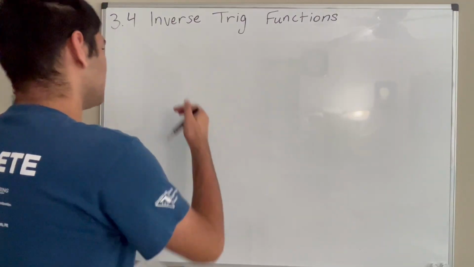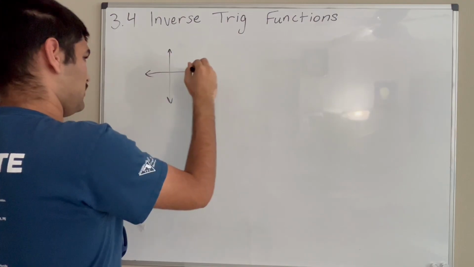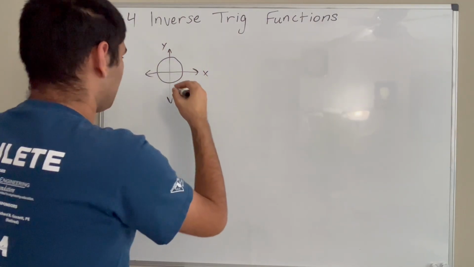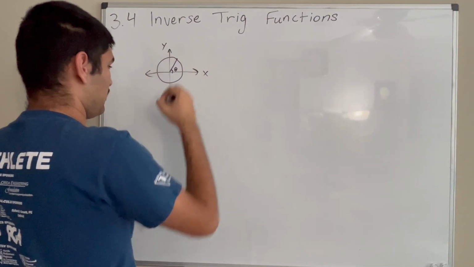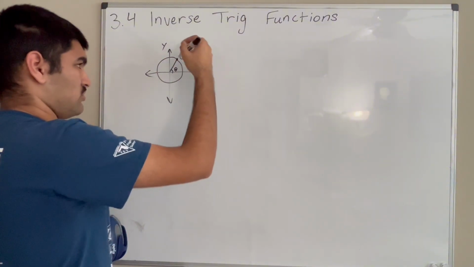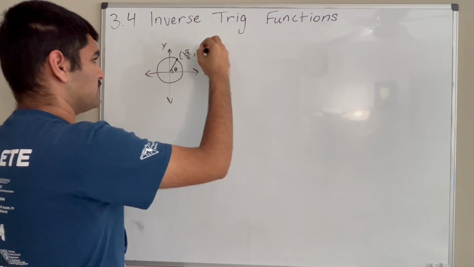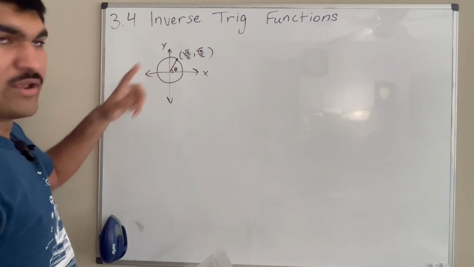Okay, so to begin with, let's start with the unit circle. Suppose you had the unit circle like that, and let's say I give you some angle theta right there. And I tell you that this point where the terminal side intersects the unit circle is square root of 2 over 2, square root of 2 over 2. Your job is to find the angle theta.